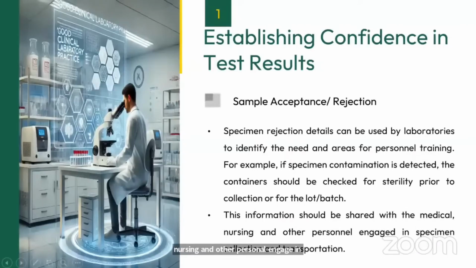This information should be shared with the medical, nursing, and other personnel engaged in specimen collection and transportation. So when you are rejecting samples, you will come across certain repeated reasons. Those reasons should be informed to your medical staff, nursing staff, and personnel working in the phlebotomy area, so that next time they are collecting such samples, they will take appropriate precautions. They will follow the correct protocols, due to which you can have a reduction in sample rejections, or you will have fewer contaminations or fewer hemolyzed samples in your laboratory.